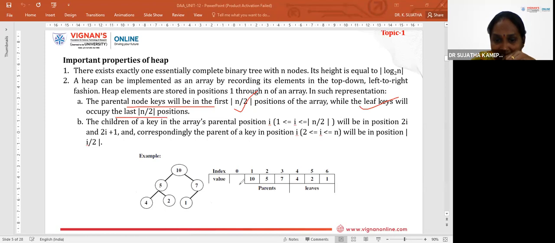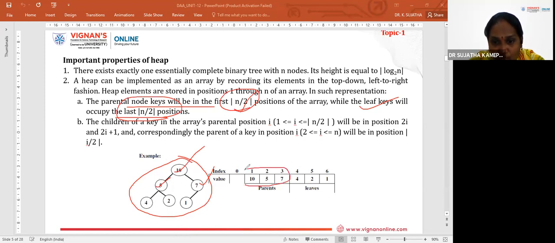So here you can see the example for this. This is the heap. What are the parental nodes? 10 is a parental node, 5 is a parental node, and 7 is a parental node. These 3 parental nodes are present at the first n/2 positions, whereas leaves are present at the last n/2 positions. So the first n/2 positions are filled with the parental nodes, and the last n/2 positions are filled with the child nodes, leaf nodes, right?